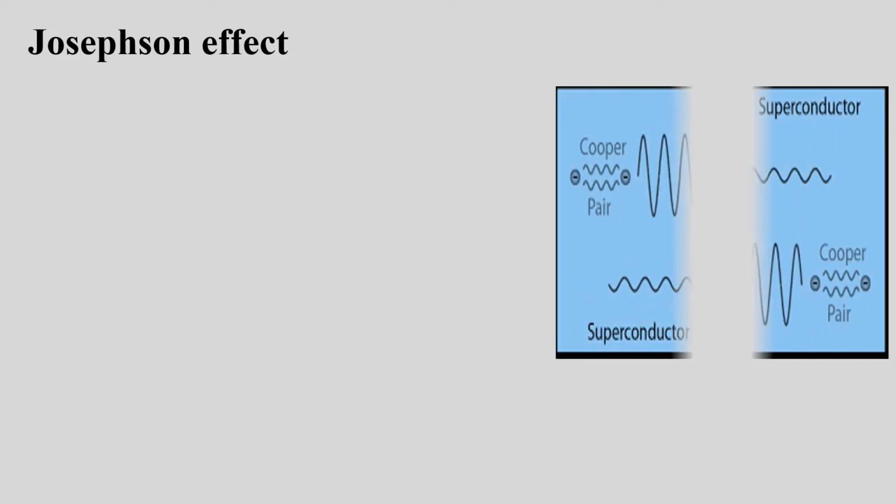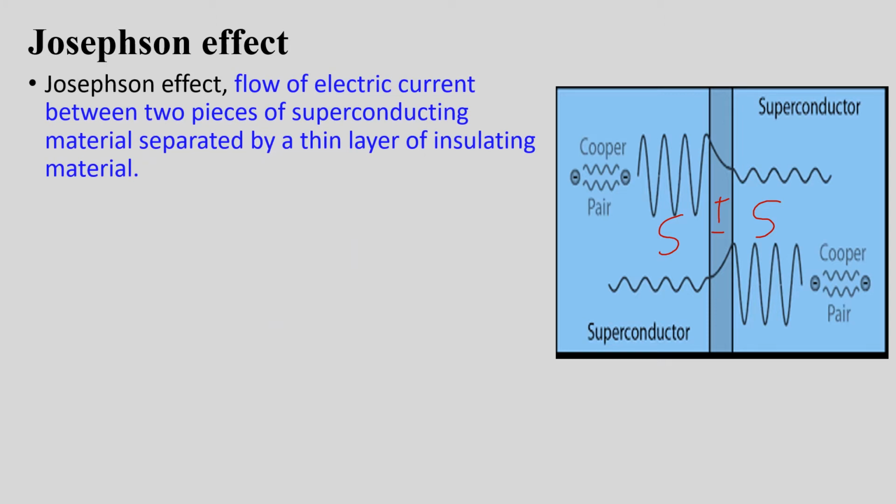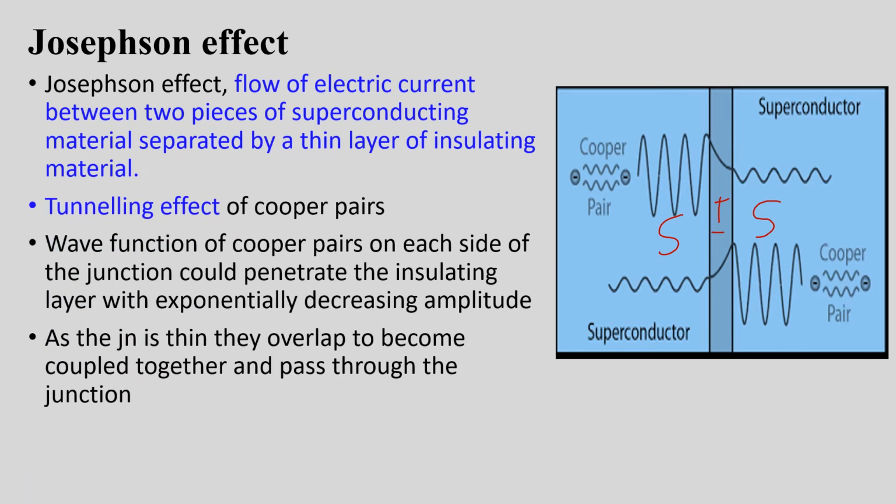Josephson effect. Consider a thin insulator sandwiched between two superconductors as shown in the figure. It is observed that a current flows through this superconductor-insulator-superconductor junction under suitable condition. This is termed as Josephson effect. This can be explained on the basis of quantum mechanical tunneling of Cooper pairs.